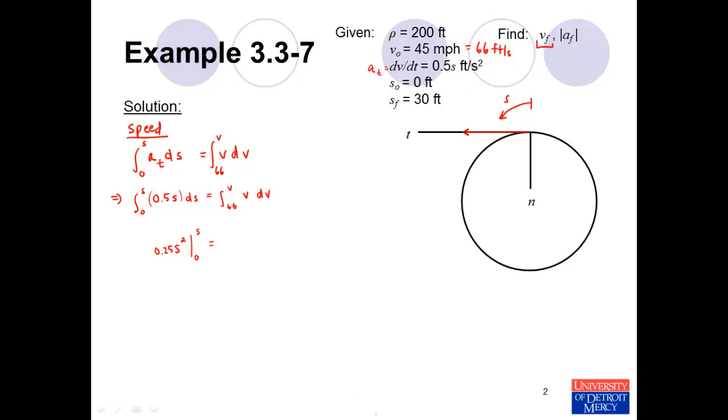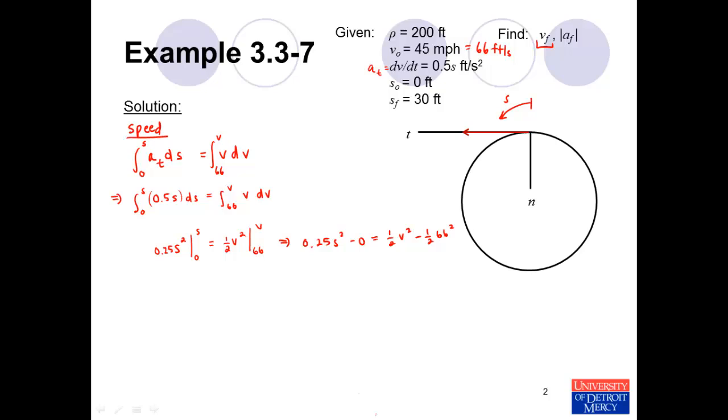And on the right-hand side, we take the antiderivative of v, add 1 to the exponent, divide by 2, evaluate it between the lower limit and the upper limit. We substitute in the upper limit and the lower limit. On the left, we get 0.25 s squared minus 0. And on the right-hand side, we get 1/2 v squared minus 1/2 66 squared.